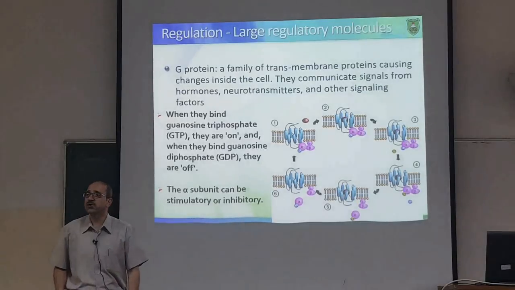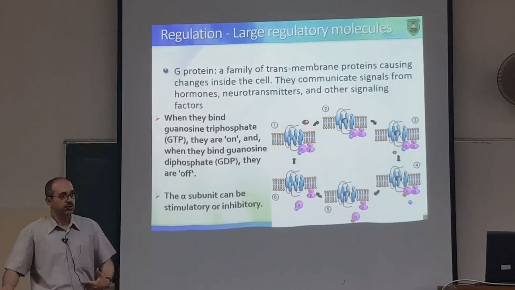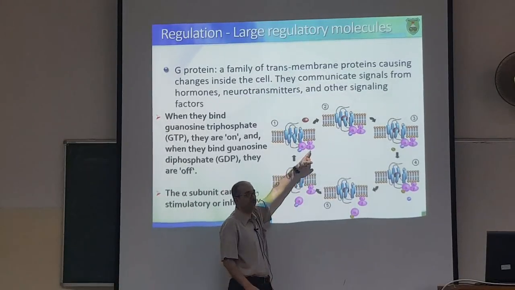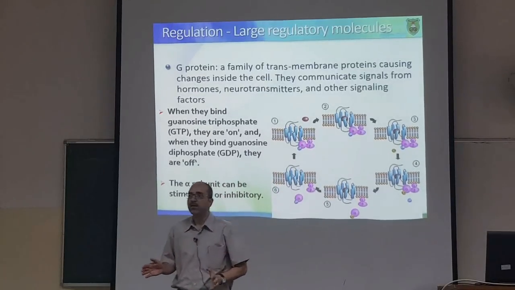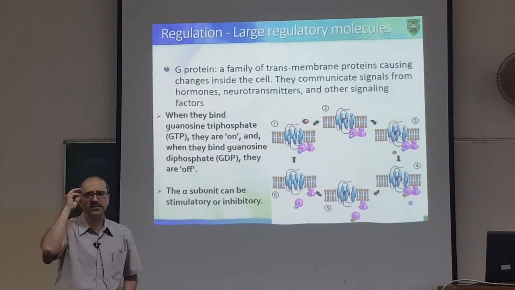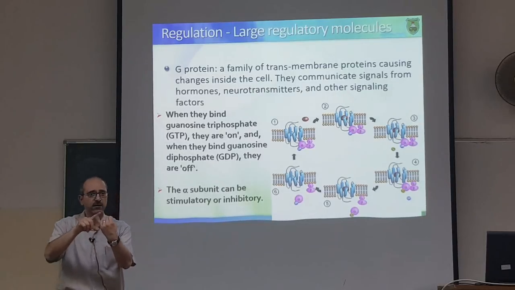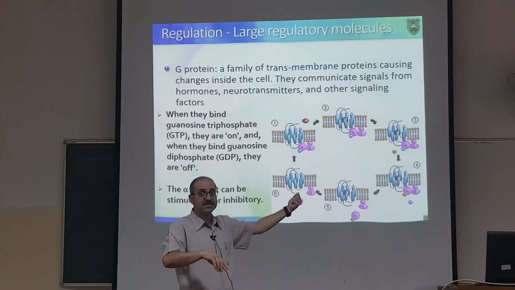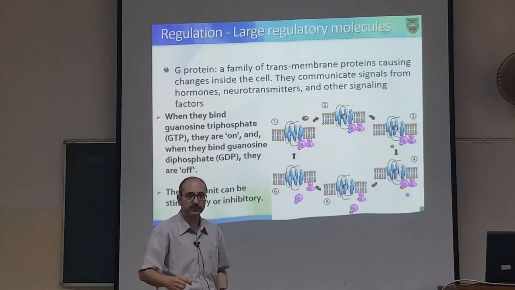Why are they called G protein coupled receptors? Because they are coupled to G proteins. This is a G protein. There are many G proteins. They are made of three different subunits, and they are known as heterotrimers. The three subunits are alpha, beta, and gamma. These are not enzymes, by the way. They control enzymes.